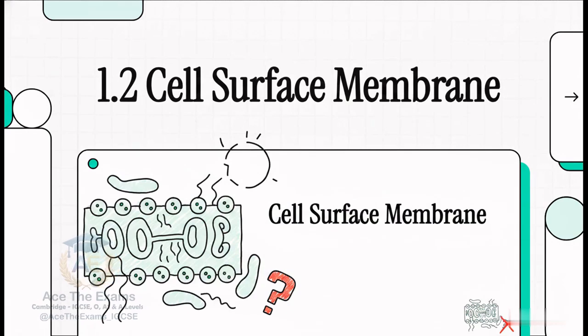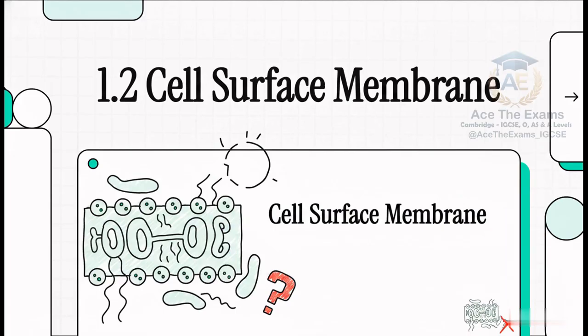Picture this. You open your Cambridge Biology 9700 exam paper, and bam, right there is a question on topic 1.2, cell surface membrane structure and function. You smile. You're feeling good, right? I mean, you've basically memorized the textbook. You write down literally everything you know about phospholipids and proteins.